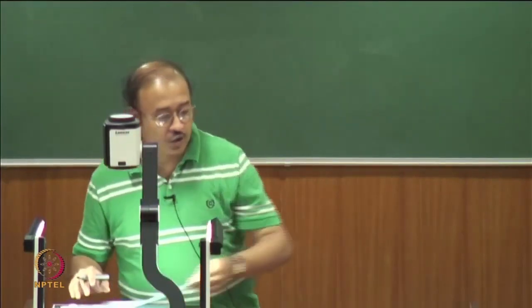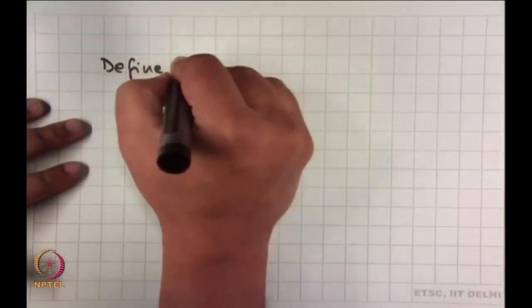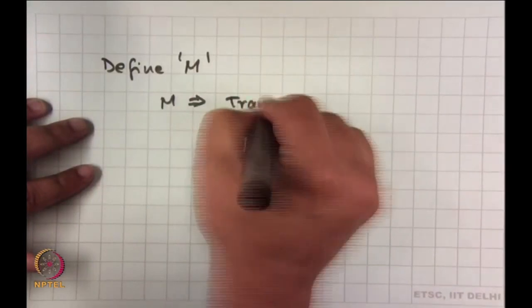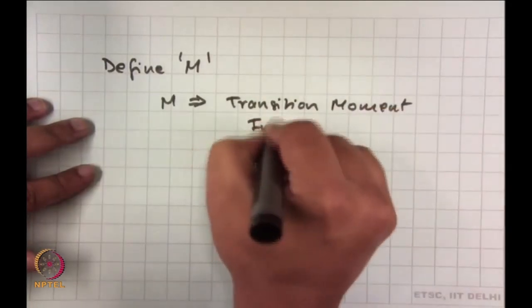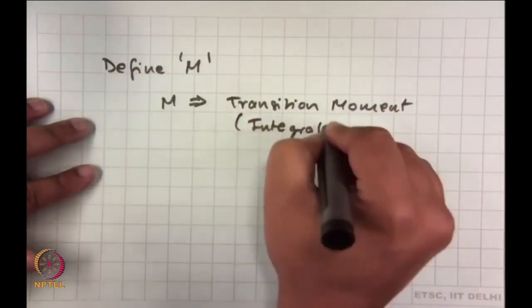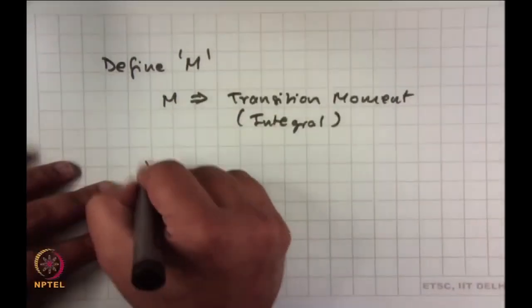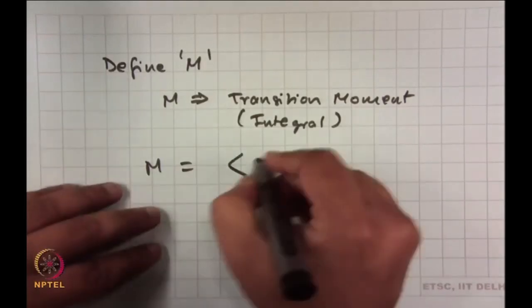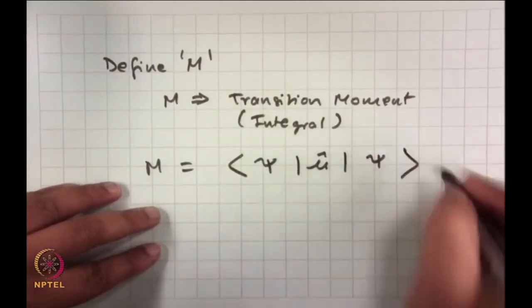So, then what we define is something known as M. This M is referred to as the transition moment, and we get the transition moment by solving an integral. Okay, what is an integral? So, therefore, M in Dirac notation is given by psi double prime, mu, psi prime. So, what is mu?